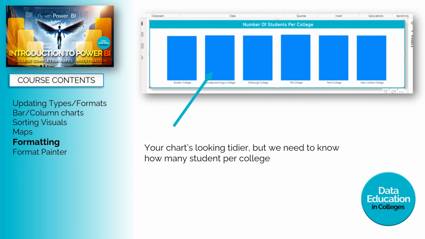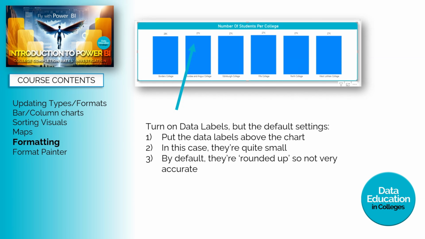We also need to know how many students are in each college. So if you go back into the options and turn on data labels. But the defaults aren't very pretty. They put the labels above the chart, they're quite small, and they also round the figures up, in this case to the nearest 1,000. Not particularly accurate.